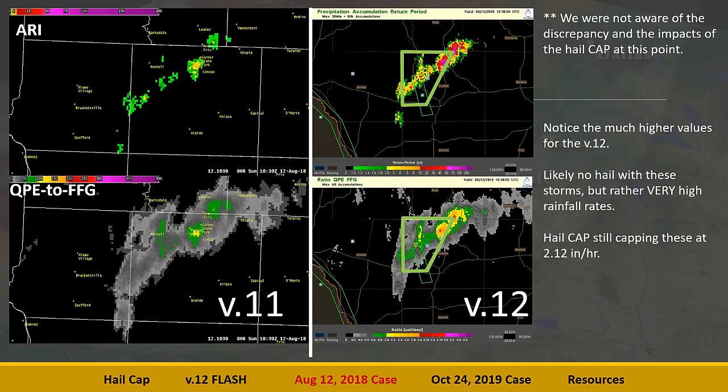Okay, so now jumping into the 2 cases. The first one is August 12th, 2018. So we're going to set the stage. I was actually the warning forecaster, and this is about 5 a.m. in the morning on a mid-shift.